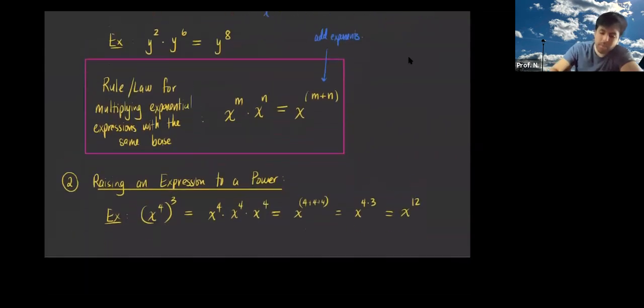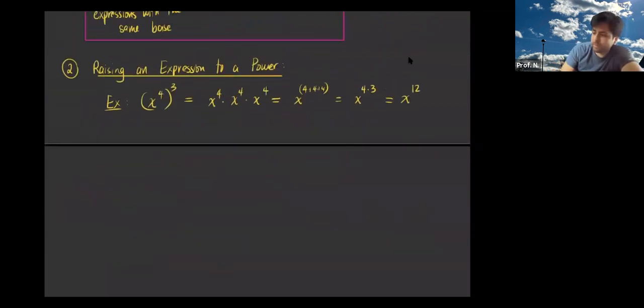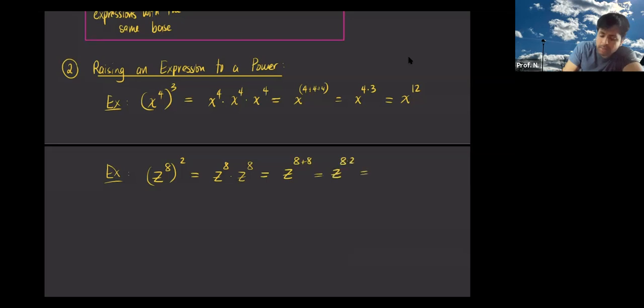So what's going to be the rule? Or let me do another one. What's z to the 8th squared? What is that going to result in? I can do the same exact thing, right? z to the 8th times z to the 8th. Same bases, add the exponents. 8 plus 8. But what's 8 plus 8? 8 times 2. What's 8 times 2? z to the 16th.